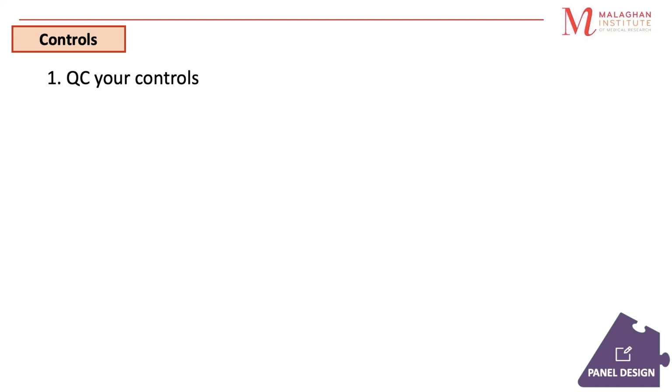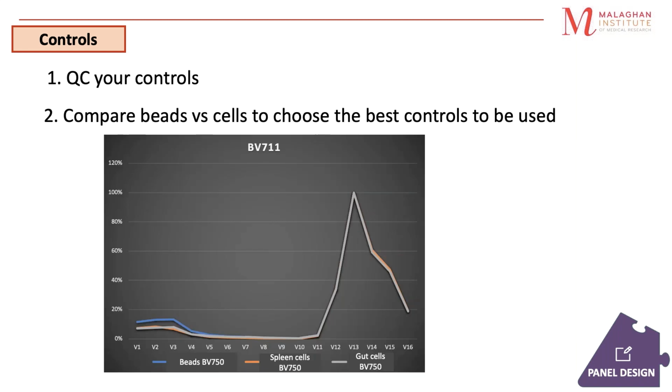But that is not always possible due to restrictions in tissue availability or because the antigen of interest is rare. That is why single stain beads and cells should be compared, as we will need to decide which one to use in order to obtain good unmixing accuracy. In this example I'm showing, we were comparing beads and cells from the spleen and cells from gut. And as we can see, there's a small difference in the first part of the spectra regarding the beads compared to cells. So for this example, we will need to use either spleen cells or gut cells for our unmixing.